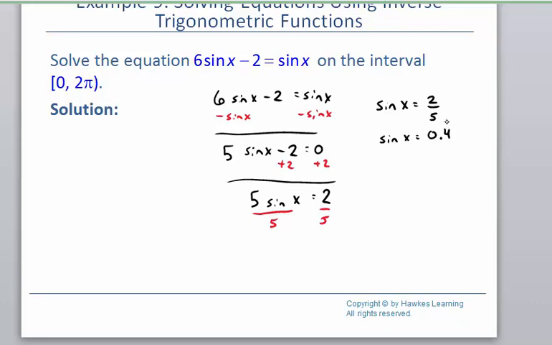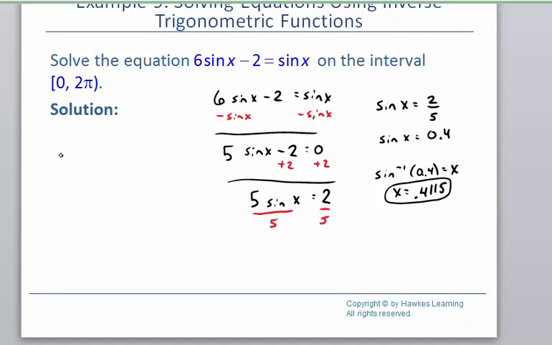Now, there is no angle that has a value of 0.4 that I know either from memory or from my unit circle. So again, we will need to employ the calculator and the inverse sine function in order to get our answer. So I'm going to enter this in my calculator as sine inverse of 0.4 and come up with a solution for that. So that's going to give me in radians 0.4115. And this is going to be one of the solutions that we'll be looking for.